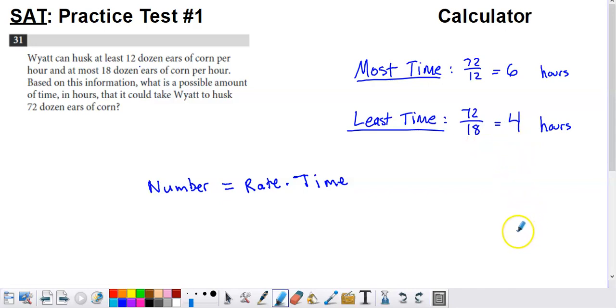So this is a grid-in question. There are a variety of answers that are acceptable here. You can answer with 4, you can answer with 6, you can answer with 5, you can answer with any value in between 4 and 6, and you'd have a value that's acceptable.